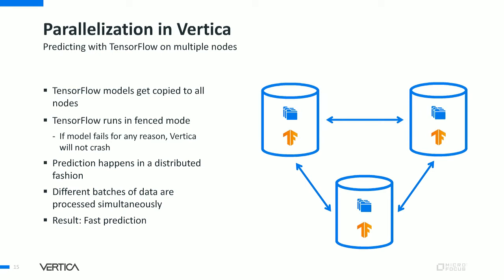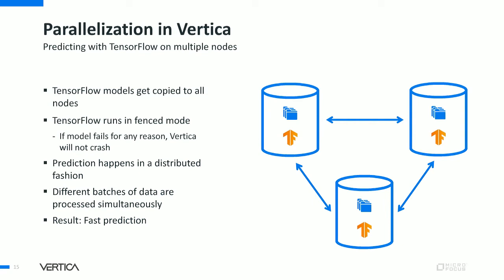So just as a recap of parallelization, everything in Vertica is parallelized and distributed, and TensorFlow is no exception. So when you import your TensorFlow model to your Vertica cluster, it gets copied to all the nodes automatically, and TensorFlow will run in fenced mode, which means that if the TensorFlow process fails for whatever reason, even though it shouldn't, but if it does, Vertica itself will not crash, which is obviously important.